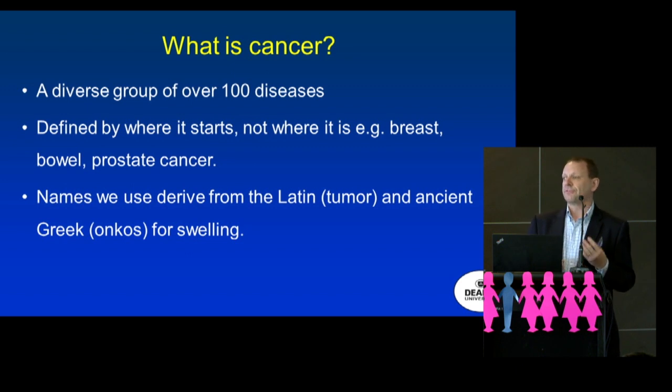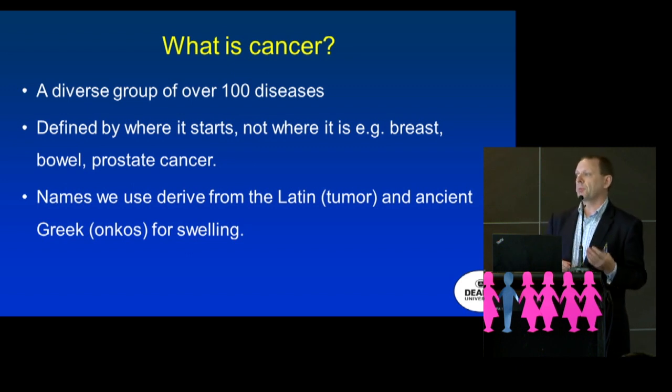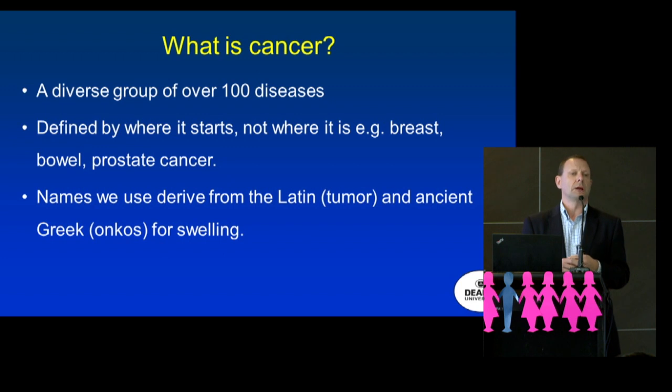It's important to remember that cancer is defined by where it starts. If you've got a breast cancer that spread somewhere else, it's still breast cancer. It still behaves in the same way that the breast cells are programmed to behave. And that tells us how best to treat it, how to manage it. So even when it's spread, it's still breast cancer.